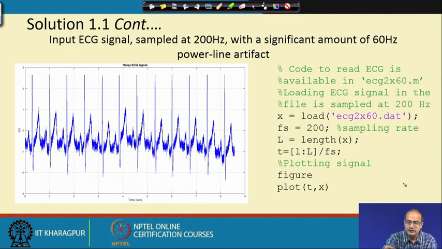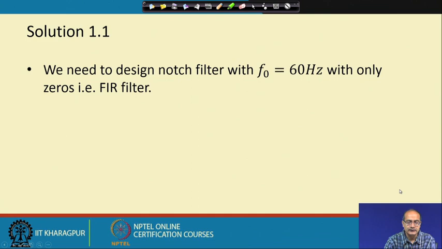Let us move forward and see how to design the notch filter. We know the power frequency noise is at 60 hertz, and to stop the signal at that frequency, we need to assign zeros there. Why zeros? Because zeros force any component at 60 hertz to 0, and instead of one single 0, we are taking two zeros, which are a conjugate pair. The reason is our signal is real, and we want the output of the filter to also be real.